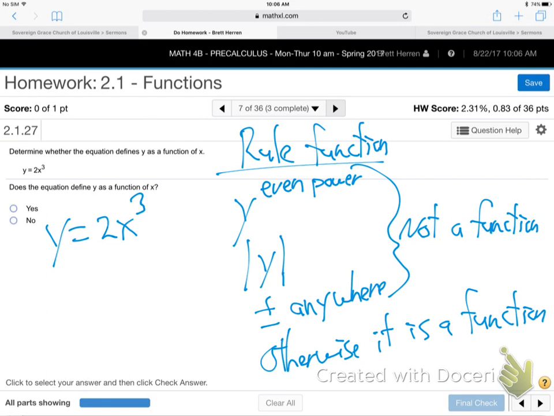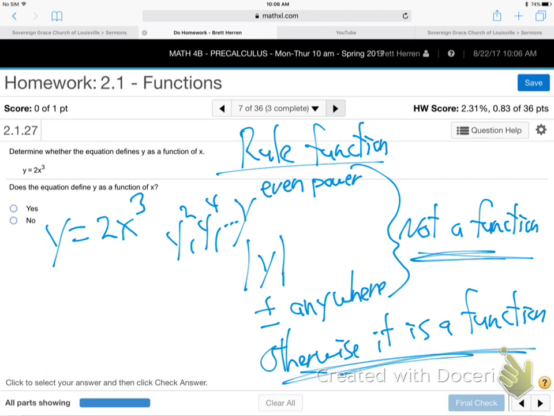Good thing to put on your 3x5 card for the first test. So yeah, you just basically look for y to any even power, like 2, 4, 6, 8, any of those. So that'd be like y squared, y to the fourth, etc. Y to any even power or absolute value of y, or plus or minus anywhere in the equation. That means it's not a function. Otherwise, it's good. It's a function.